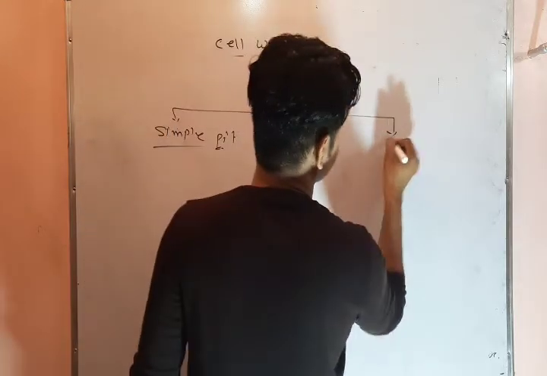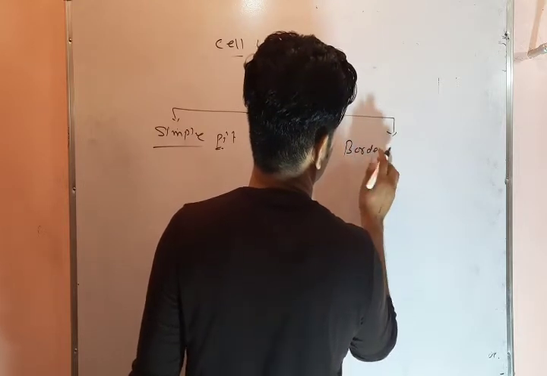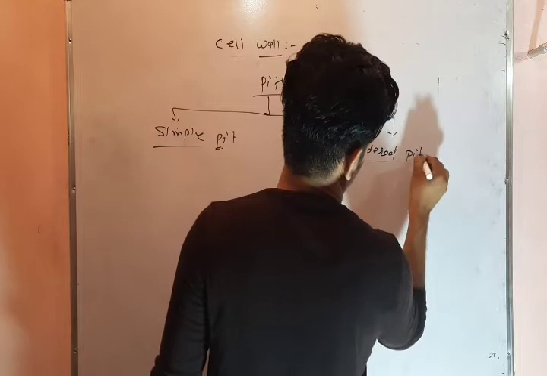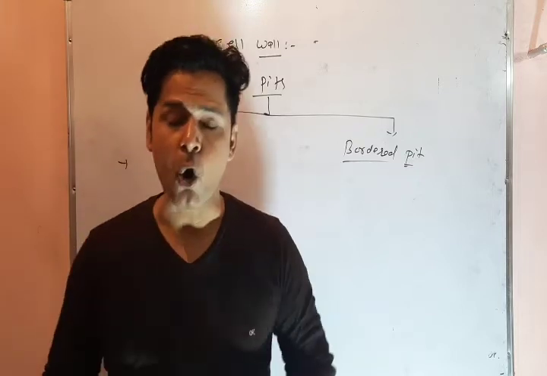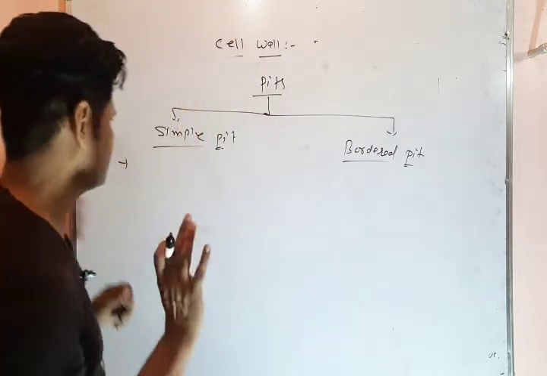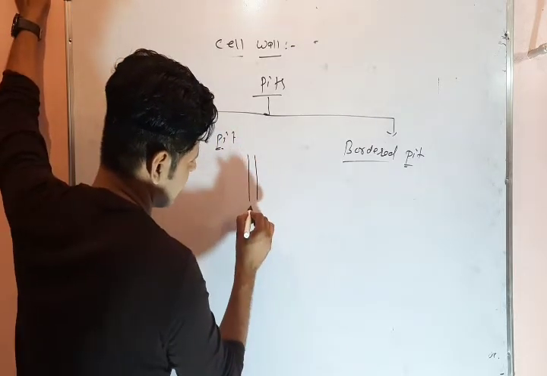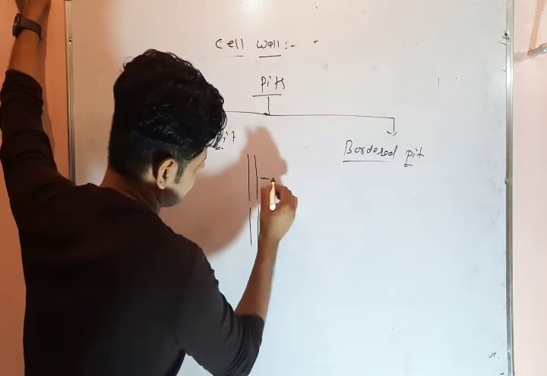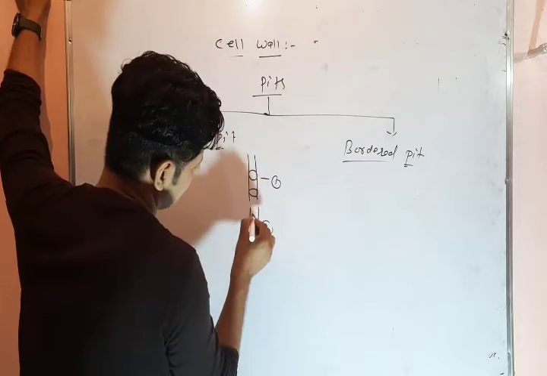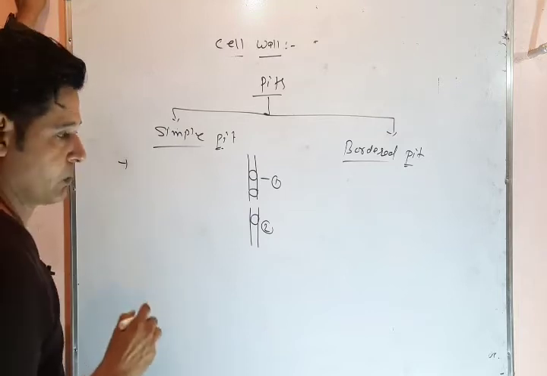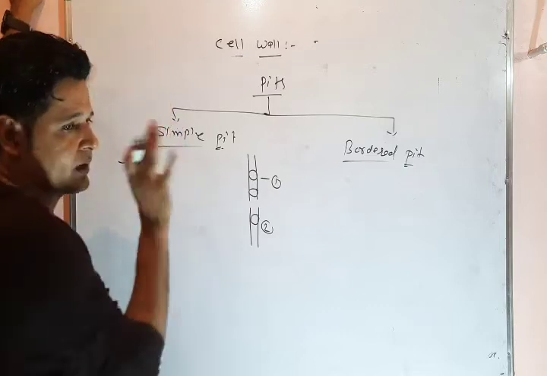And another is the bordered pit. Okay, I think you got it. Simple means the diameter of the pit in whole length is uniform. Very easy definition. These are the two cells, number 1 cell and number 2 cell. One pit is here, another pit is here. If the diameter of the pit in whole length is the same, then this pit is known as a simple pit.